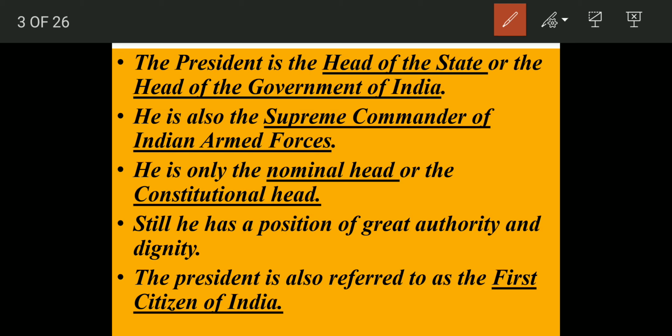Still, being a president means holding a position of great prestige and great authority. The president is also referred to as the first citizen of India. So, who is called the first citizen of India? It is the president of India. The wife of the president is known as the first lady. So, these are certain terms that are given to the president.